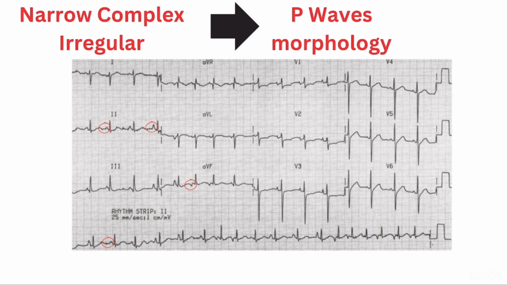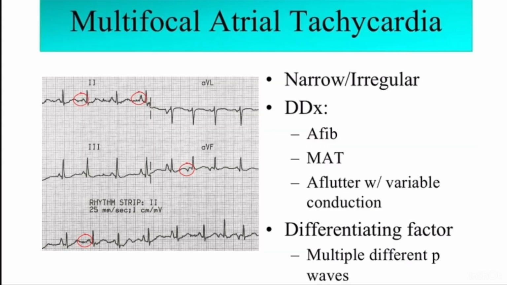The 3 differentials are 1. Multifocal atrial tachycardia, 2. Atrial fibrillation, 3. Atrial flutter with variable conduction. Final diagnosis, multifocal atrial tachycardia, confirmed by 3 different P wave morphologies. Treat the underlying COPD.